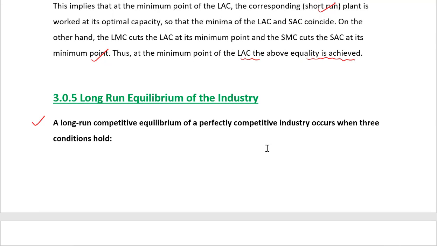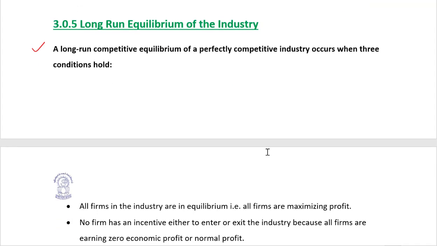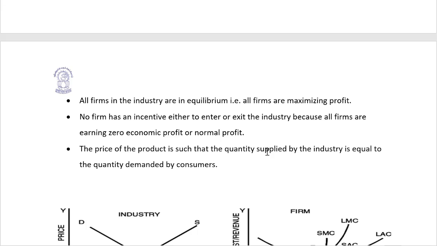Read the text. A long run competitive equilibrium of a perfectly competitive industry occurs when three conditions hold good. First, all firms in the industry are in equilibrium. That is, all firms are maximizing profits. First condition. Condition number two, no firm has an incentive either to enter or to exit the industry because all firms are earning zero economic profit, that is normal profits.